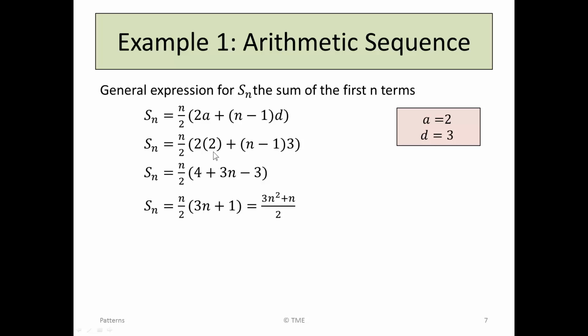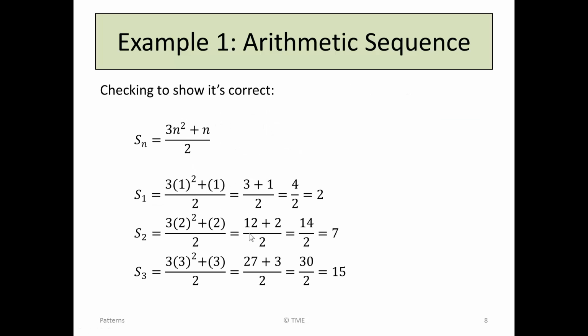So multiplying in now with algebra, 2 times 2 we get 4, and 3 into n minus 1 becomes 3n minus 3. Resolving this within the brackets, 4 minus 3 gives us plus 1, and the 3n follows down. So Sn, the sum of n terms for this sequence, is n over 2 into 3n plus 1. Or if we wish to multiply in, we could express it as 3n squared plus n over 2.